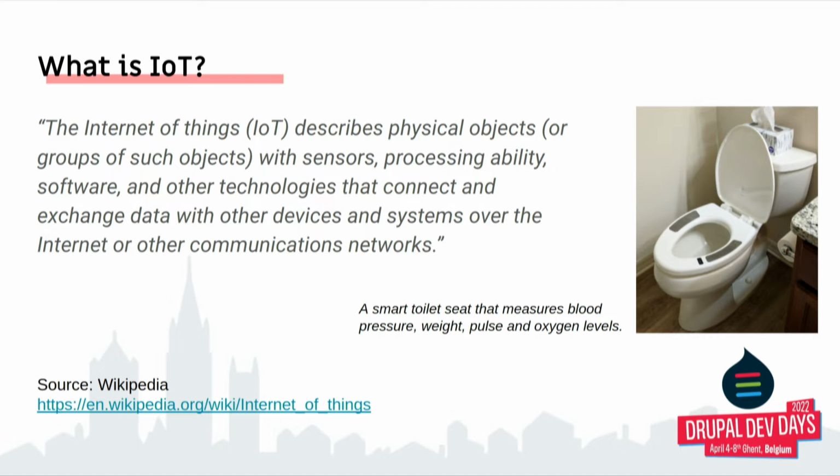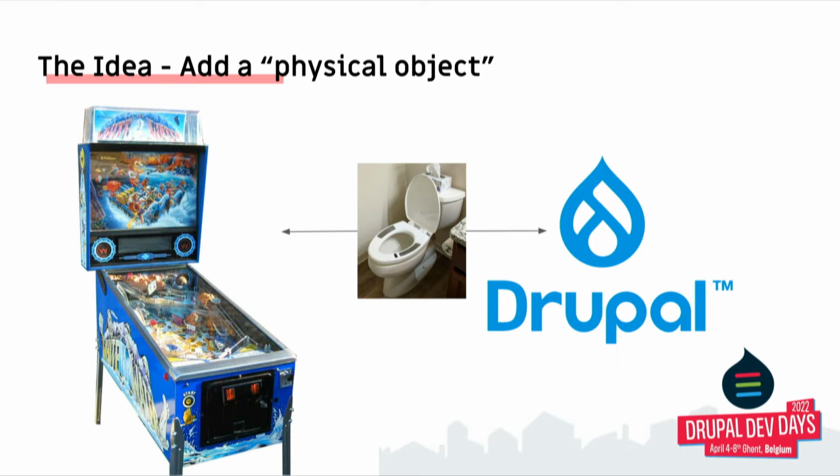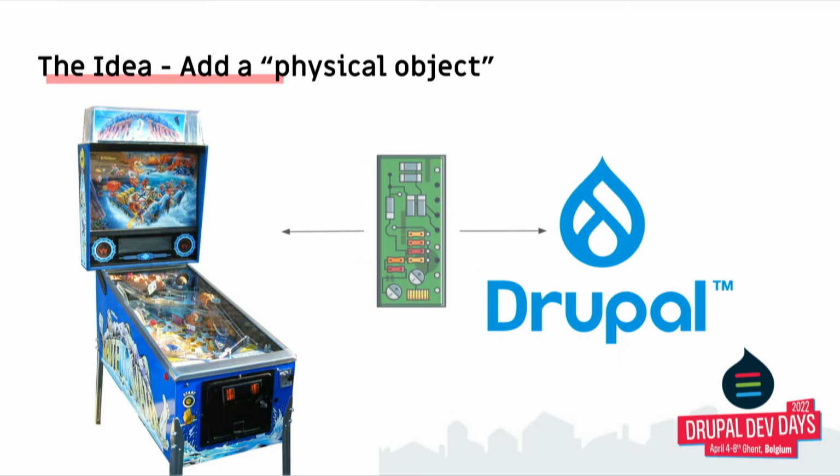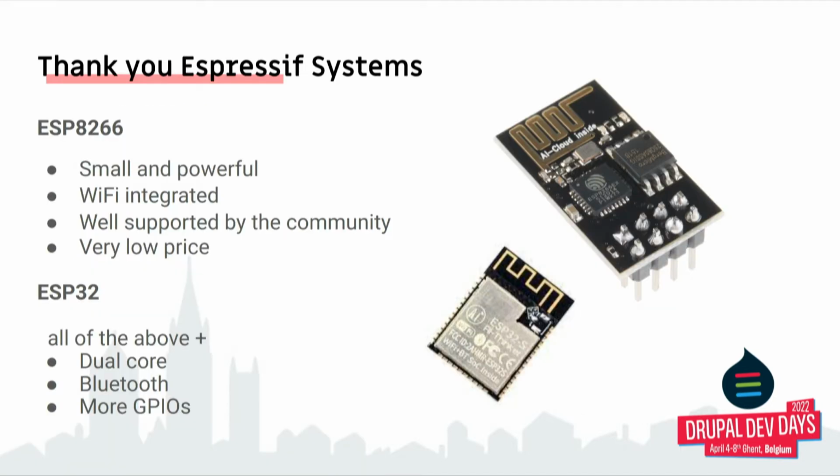So we know what IoT is, and now we need to put it where the question mark was. Sorry, wrong image. Something like this. So we need an IoT device that we need to put in between a coin-op machine and Drupal. But still, we're far away from our solution. And thanks to Espressif Systems, now we have modules that are really cheap, accessible to everyone, easy to program pretty much.